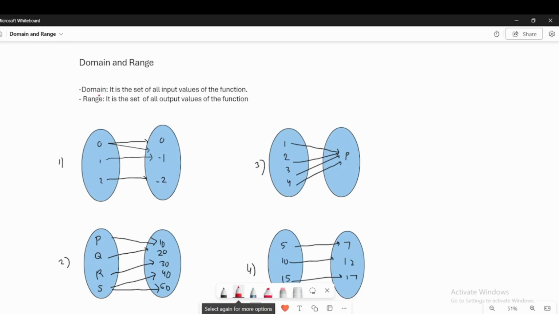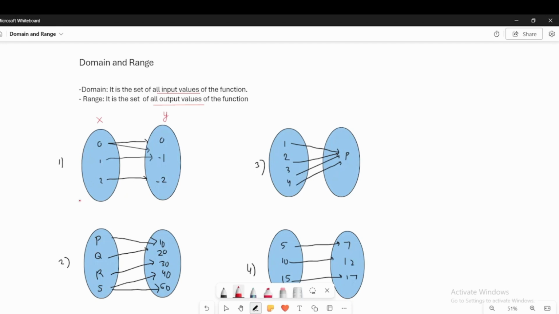So domain is the set of all the input values of the function. And range is the set of all the output values of the function. This is the definition. Let's try to understand it with the help of the following examples. So generally we denote the input by X and we denote the output by Y. So I'm going to use the same variables, and in the mapping diagrams on the left side we always have the input, and on the right side we have the output, that is the function.